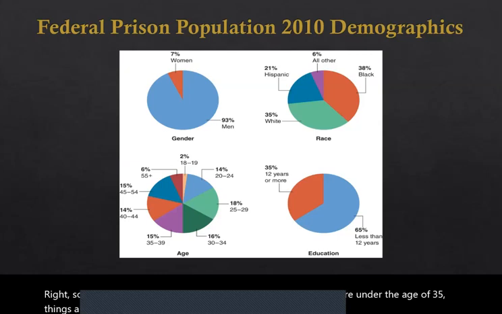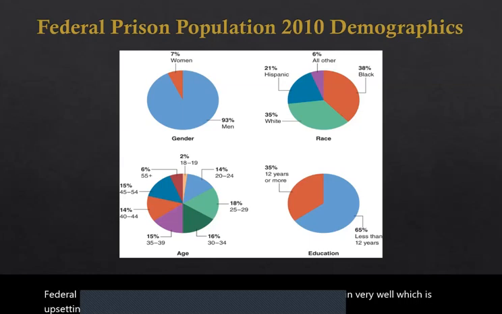And then we look at education. 35% of federal prisoners have 12 years or more of education, which just means they graduated high school, maybe went to college. 65% never made it to a college graduation or a high school graduation. They never got the GED, anything along those lines, right? So if you're male, you're black, you're young, and you don't have an education, federal prison demographics would suggest that you would fit in very well, which is upsetting, right?